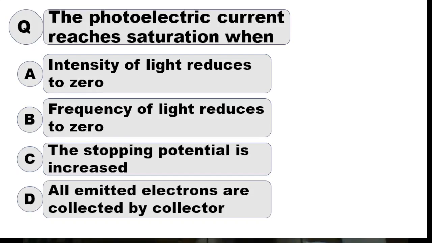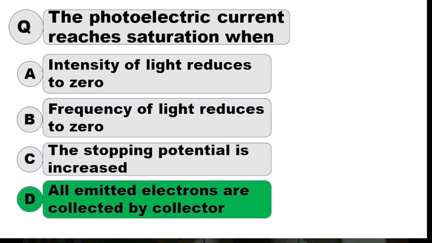The photoelectric current reaches saturation when: A. Intensity of light reduces to zero, B. Frequency of light reduces to zero, C. The stopping potential is increased, D. All emitted electrons are collected by the collector. The right option is option D, all emitted electrons are collected by the collector.